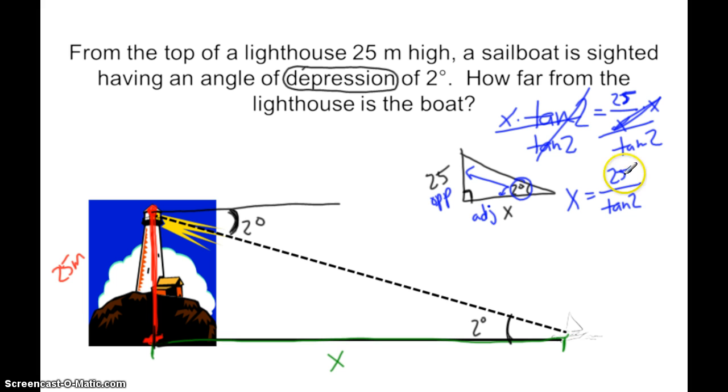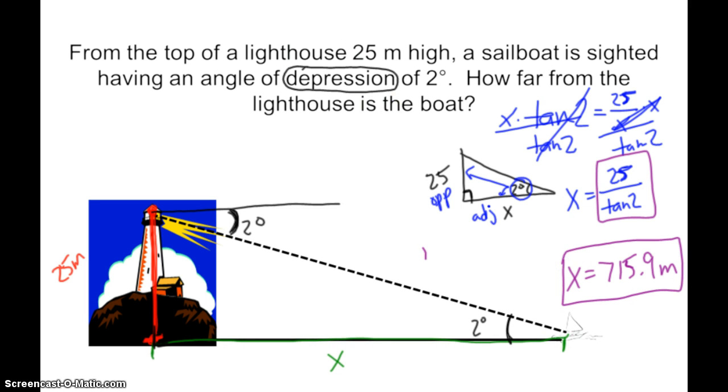So now I have something that I can plug into my calculator. I can plug all of this in all at once. So plug all that into our calculator and you're going to get 715.9 meters. You could round that to 716 or you could leave it 715.9. And so that's the answer that I'm looking for here.